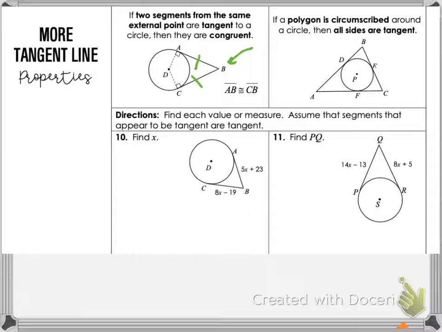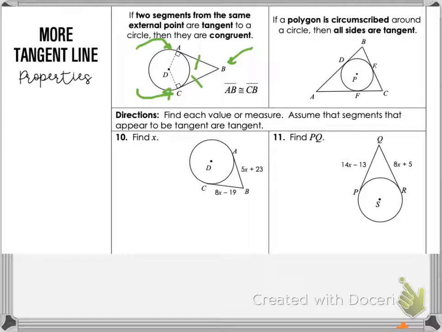Now, how can we tell that AB and CB are tangents? Well, we know for sure because of the right angle they're making at the point of tangency. They're perpendicular. And then this one, I don't know how much you'll use this second one, but it says if a polygon is circumscribed around a circle, then all sides are tangent.